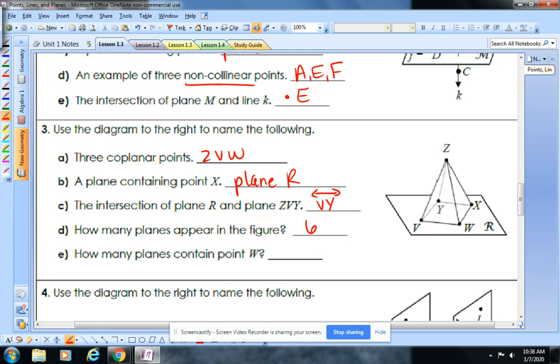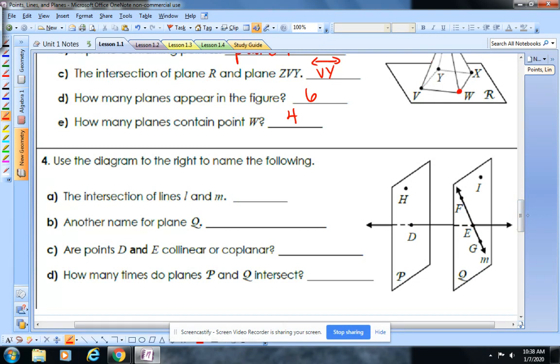How many planes contain point W? The 2 sides right here, the bottom, and the big one. So 4. I agree. Any questions there? Okay.